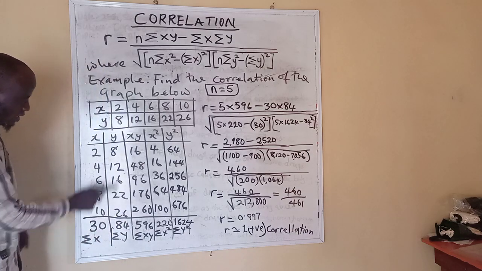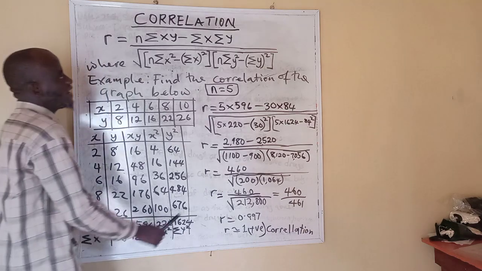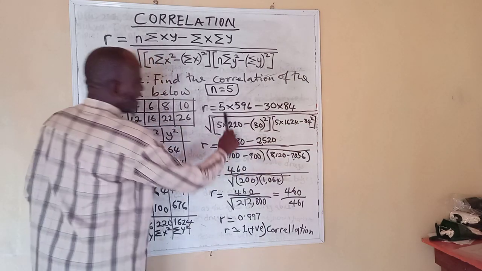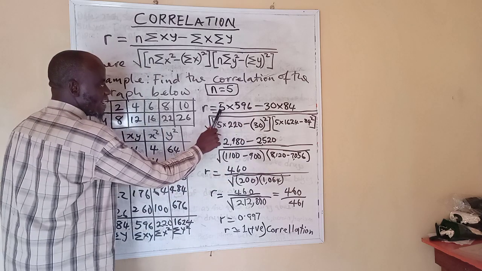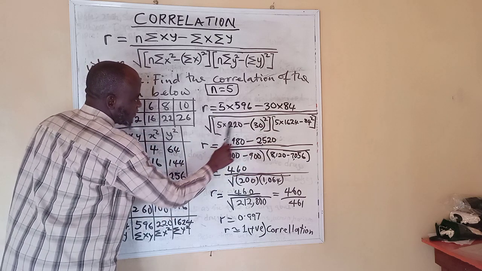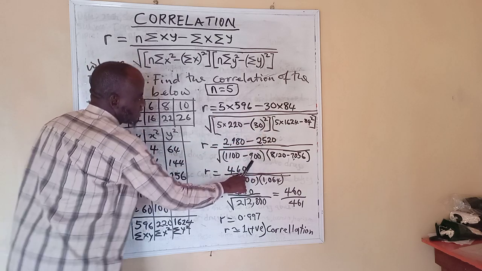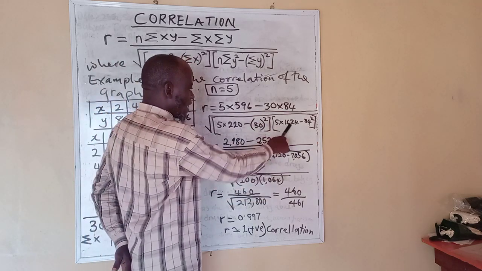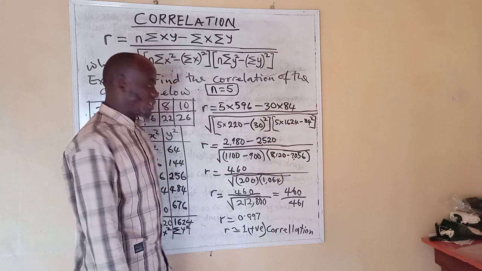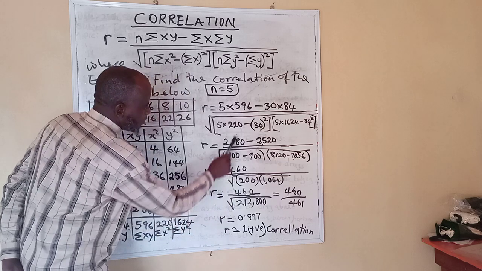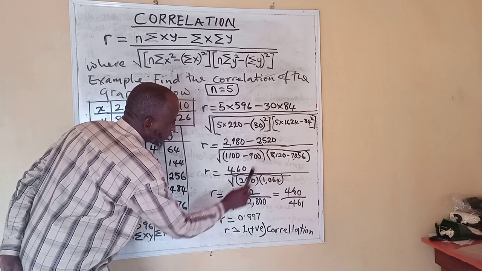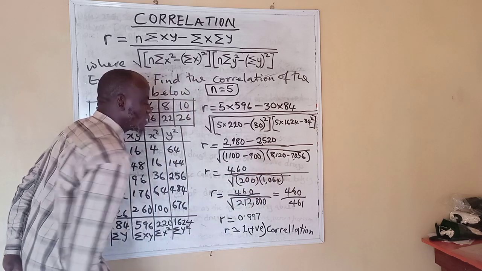Summation y is 84. Then you square it, 84 squared. Then after that, when the smoke clears, this becomes this minus that. Then the square root of 5 times this gives this minus 30 squared, which is 900. Then 5 times this gives us this minus 84 squared, which is 7056. So this now becomes 460 all over the square root of 200 times 1064.